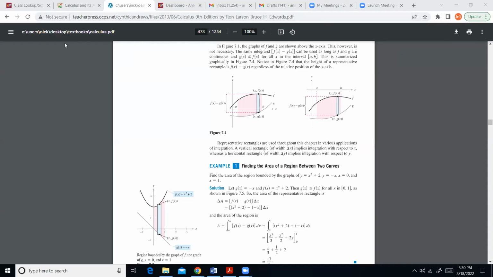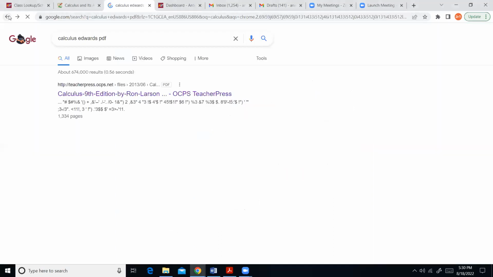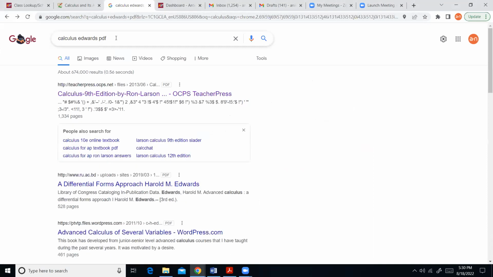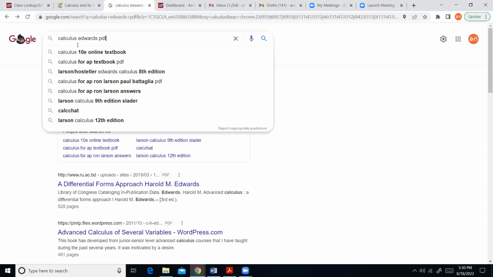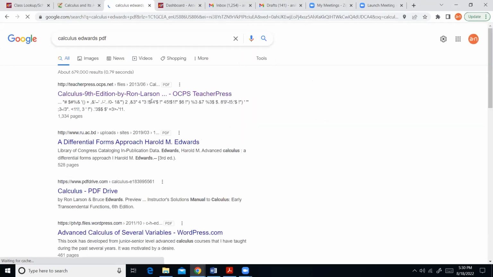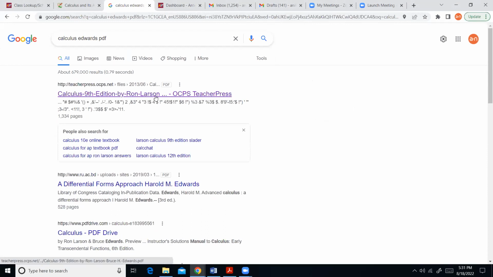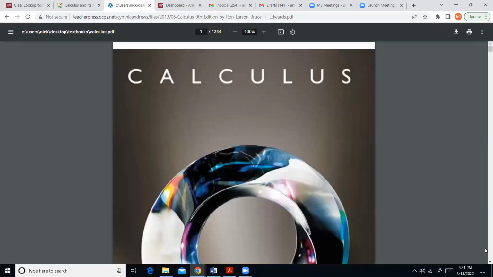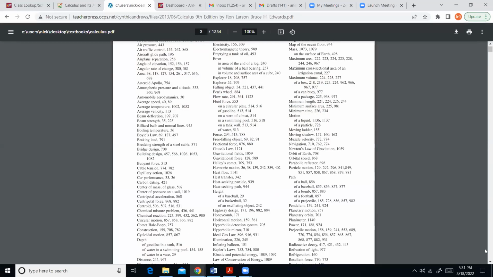And just to refresh your memories on how we get this textbook, let me go back here and type in Google search calculus, and I put one of the authors, Edwards, and then PDF next to it. So when you hit search, the choice number 1 pops up. So choice number 1 is what we really need in here. So you can select it and you will get this textbook that we utilize for this class.